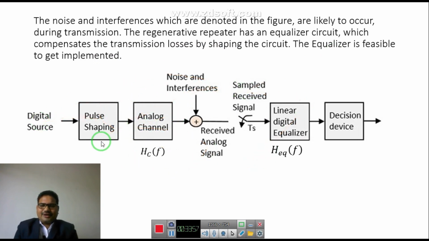This is a block diagram of the entire communication system, showing how the noise and interference are added, and the location of this digital equalizer, which is at the receiver. We are going to assume the transfer function of the channel is Hc of f, and the transfer function of this equalizer is Heq of f. Due to this noise and interference, to compensate for their effect, we require an equalizer.